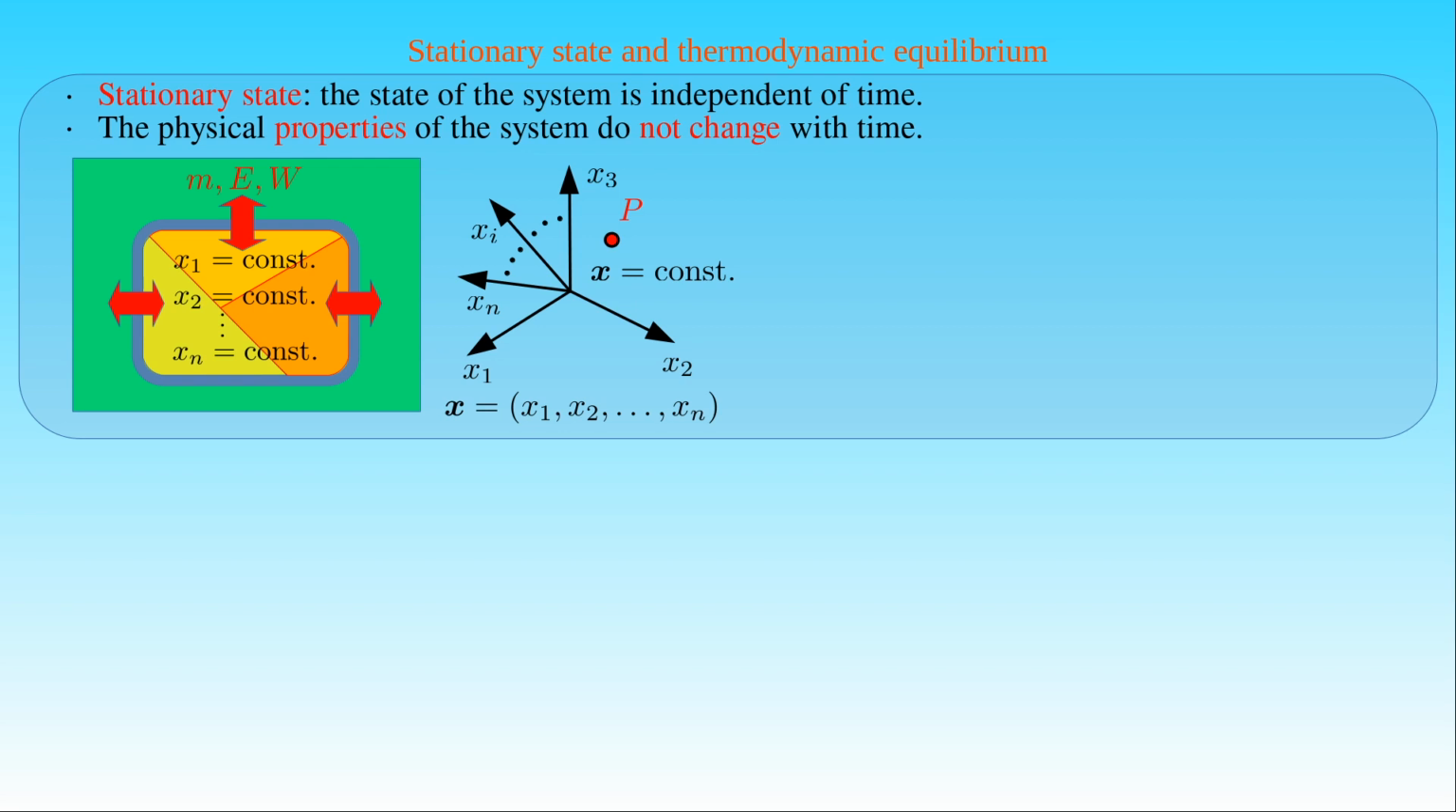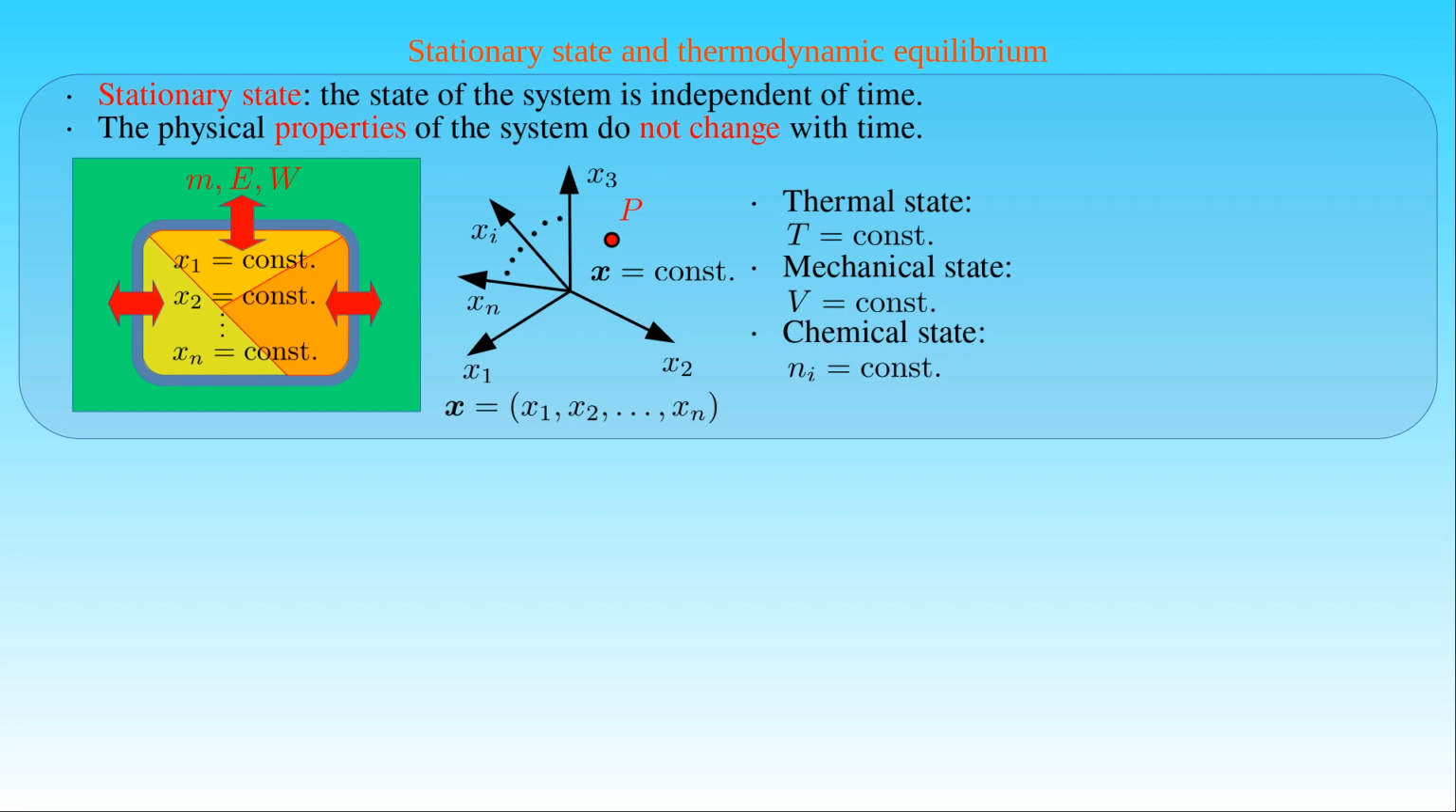We can distinguish between different aspects of the thermodynamic state, talking about the thermal, mechanical and chemical properties of the system. If a thermodynamic system is in a steady state, then the system is also in a steady thermal state, and its temperature is constant. A steady-state system is in a steady mechanical state as well. For example, it has a constant volume, and it is also in a steady chemical state, where its chemical composition does not change, that is, the amounts of various species remain the same with time in the system.